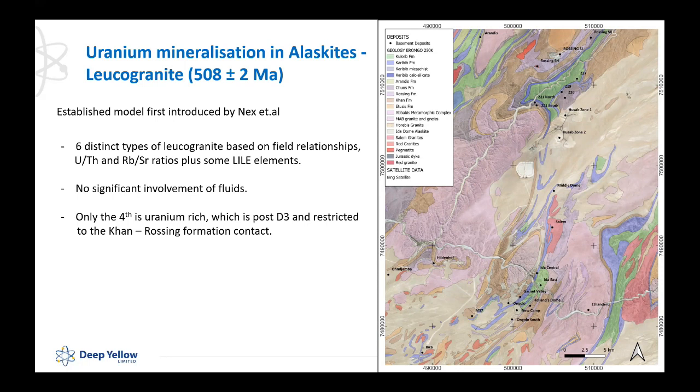That model says it's a really magmatic system, and no major fluids are involved. And the conundrum, and that was all stated in various publications, is that only number 4, the 4th of these leucogranite intrusions, is uranium rich. And it was also noted that that one is restricted to the Khan and Rössing formations. And what you see here is that there seems to be a stratigraphic control on the occurrence of these uranium-rich leucogranites. So that's the established view of that part of the world.